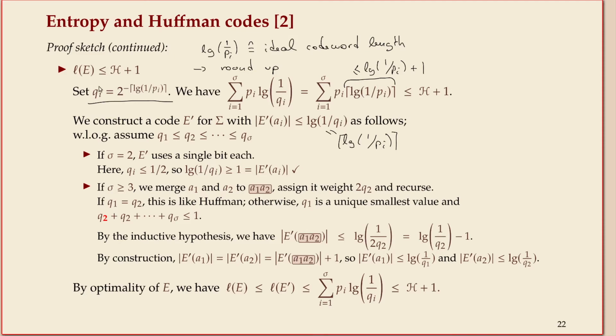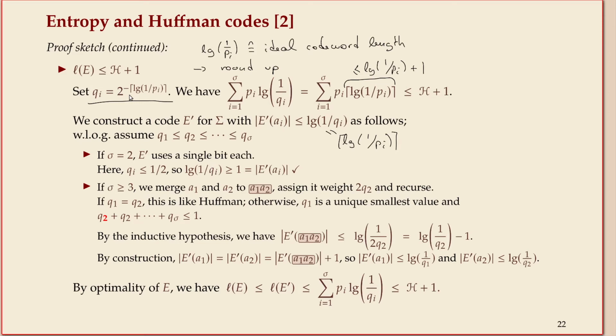Well, the q_i don't have to sum to 1, so I shouldn't call them probabilities, but the weights q_i are at most 1/2, because you start with something. The p_i are less than 1, so that means this 1 over p_i is bigger than 1, so the log is at least 1. And if you round up, that's at least 2.